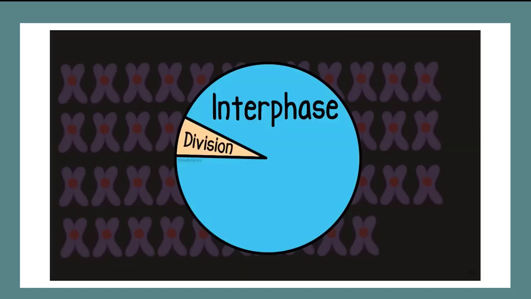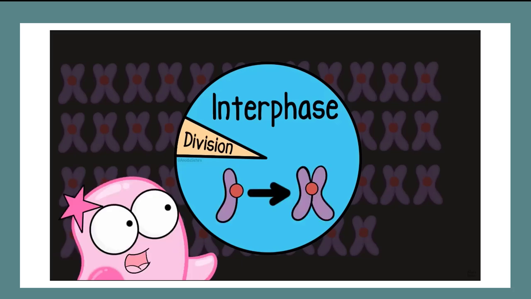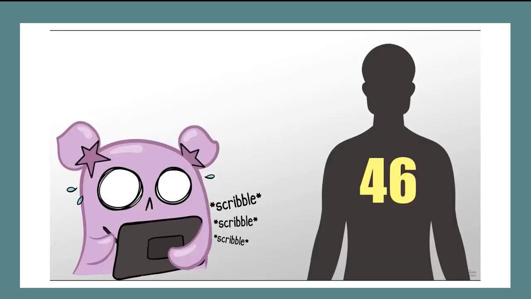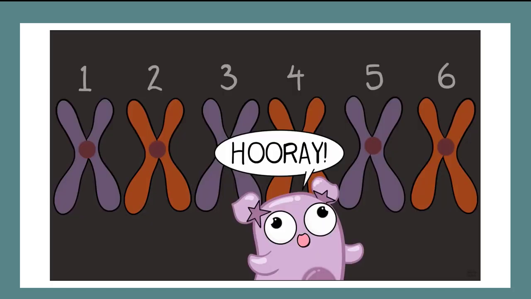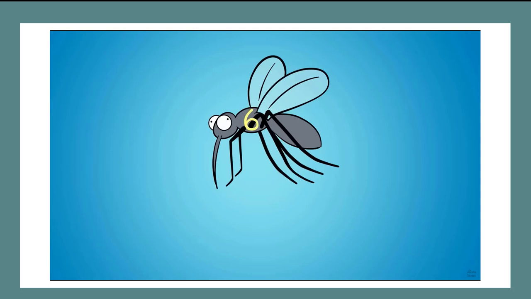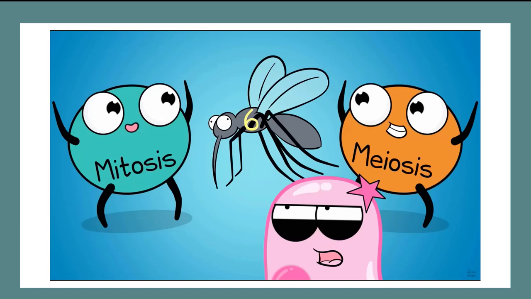Interphase isn't part of mitosis or meiosis, but it's a really important phase because it duplicates chromosomes before we get started. Just to point out, it's really hard to draw 46 chromosomes. We're going to use 6 chromosomes in our diagrams when we illustrate what's happening, because it's much easier to draw and visualize. Oh, and just a fun fact, some insects have 6 chromosomes, like mosquitoes. Unfortunately, I'm not a fan of mosquitoes, but mosquitoes do both mitosis and meiosis.